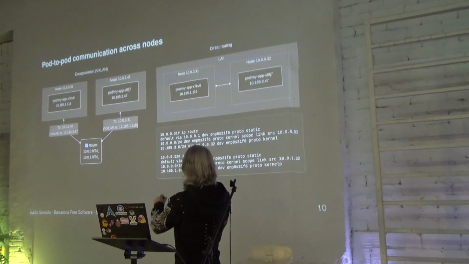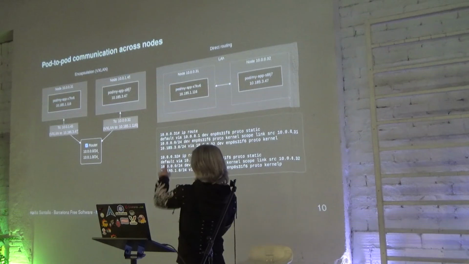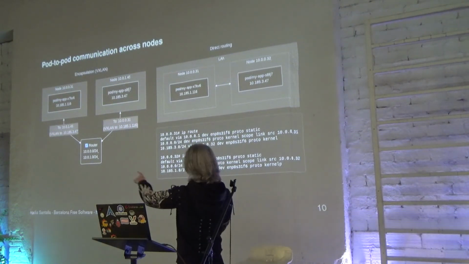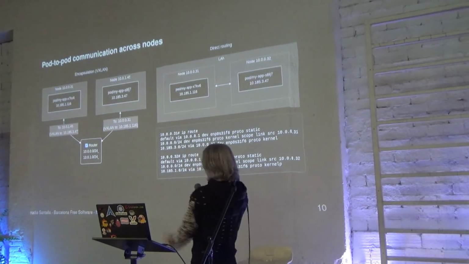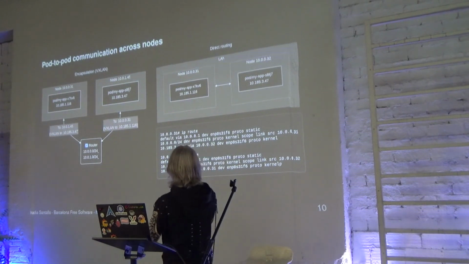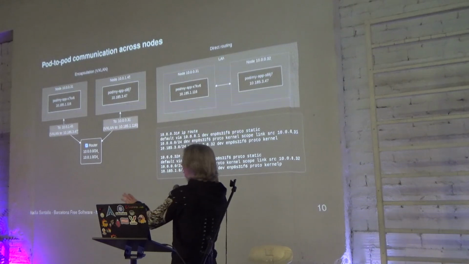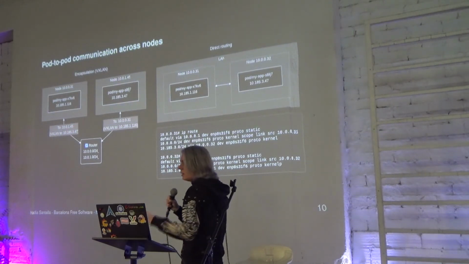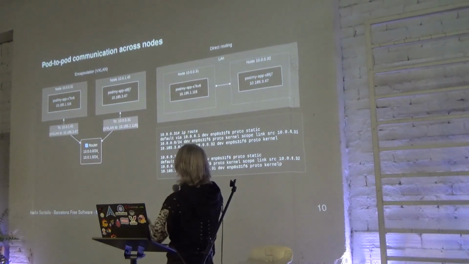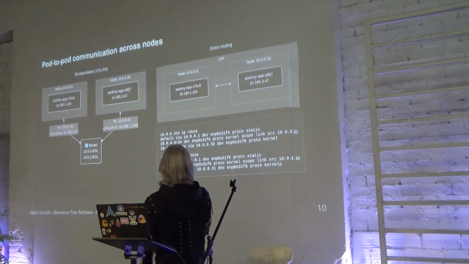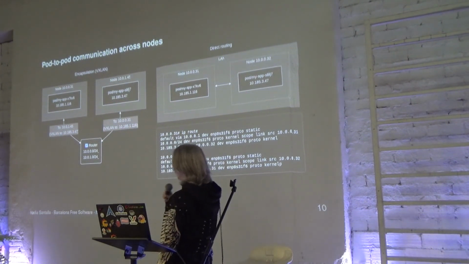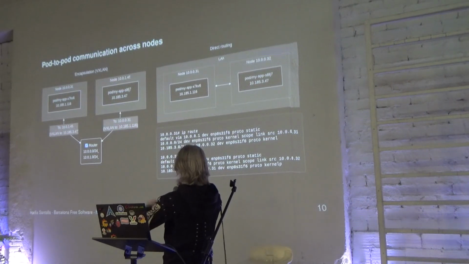And we want to do some kind of encapsulation, because again, this router, which we need to go through because we are not in the same layer 2 network, topologically, does not know about our cluster network. It has no idea about this IP address. So we need to do something, because we need to go through it. So encapsulation is one way to work around this.